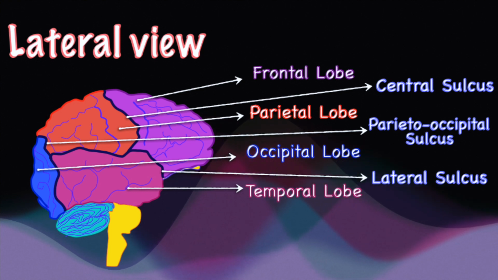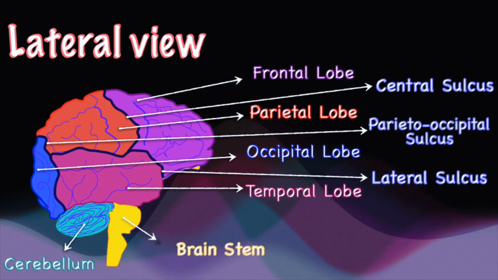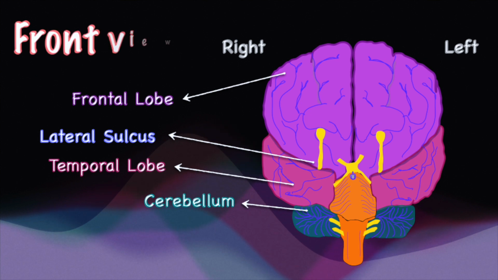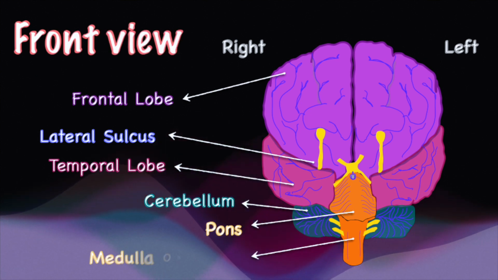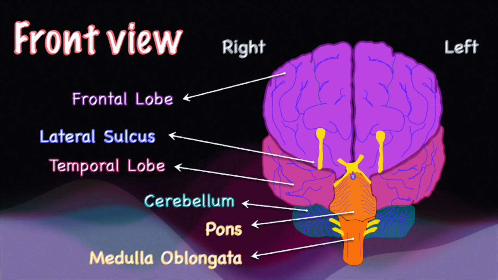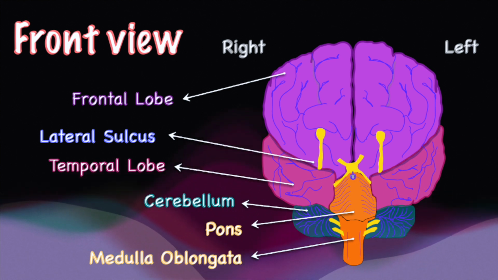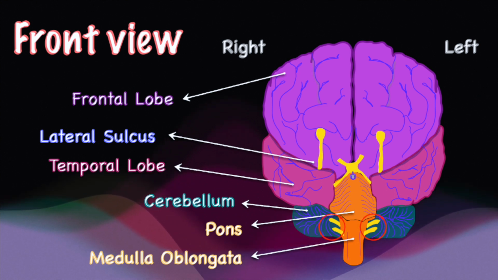Here you can also see the cerebellum and the brainstem. Here you can see the brainstem consists of the pons which is present rostrally and the medulla present caudally, which further down continues as the spinal cord. The yellow structures emerging from the brainstem are your cranial nerves. You can also see the optic chiasma and the olfactory bulb at a higher level.